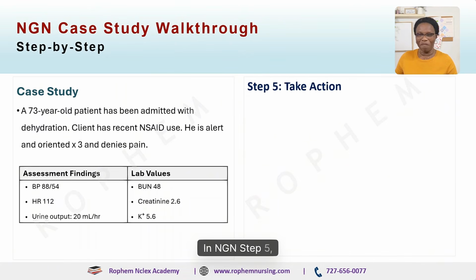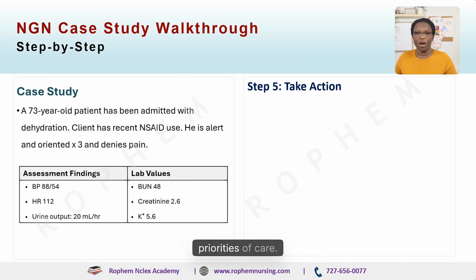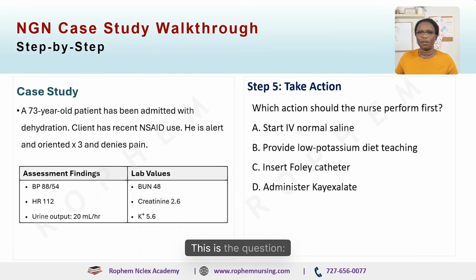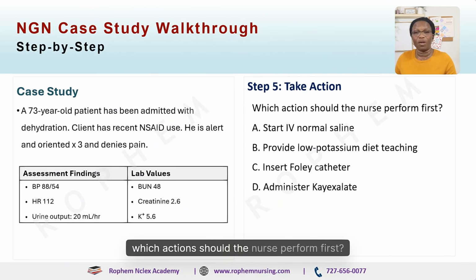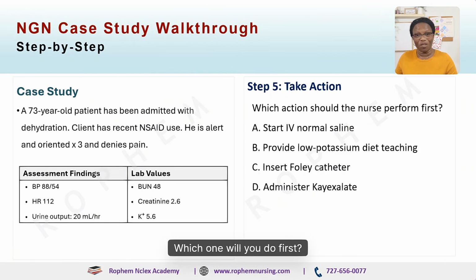In NGN Step 5, you will decide which nursing actions will directly address the most important priorities of care. This is the question. Which actions should the nurse perform first? Answer choice A, start IV normal saline. B, provide low potassium diet teaching. C, insert Foley catheter. D, administer Kayexalate. Which one will you do first? Correct answer is A, start IV normal saline.